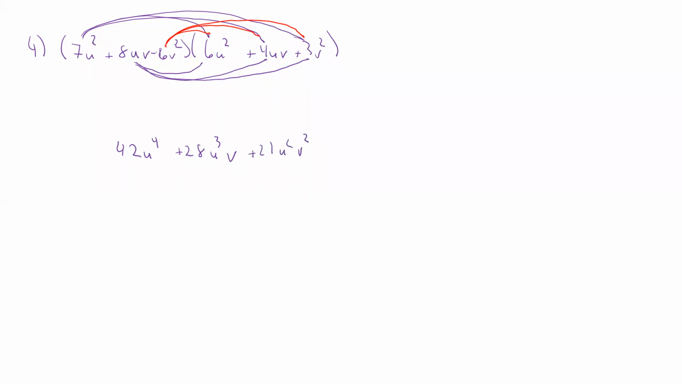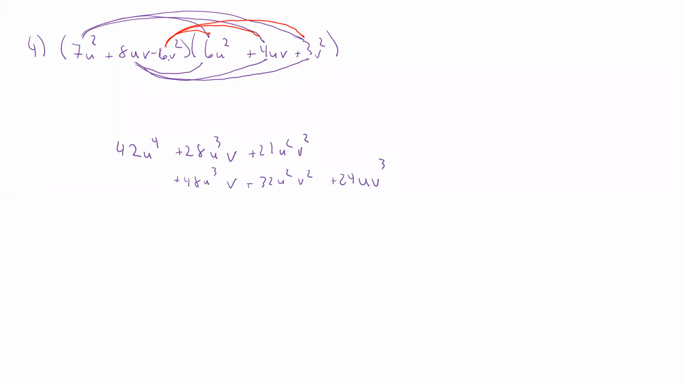Okay. I'm going to take 8uv times that, so 8 times 6 is 48 u cubed, so plus 48 u cubed v. And then we have 8uv times that, so it's going to be 32 u squared v squared. And then I have 8 times 3, so it's going to be plus 24 u v cubed.